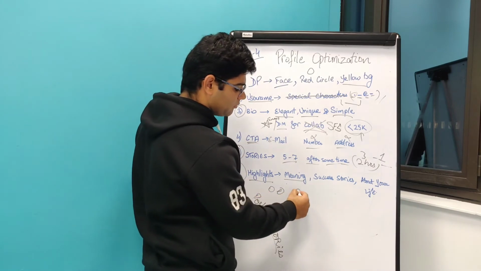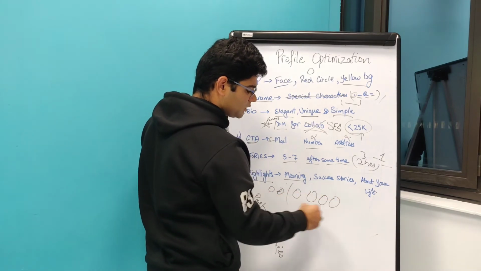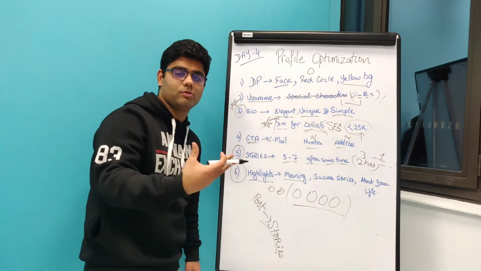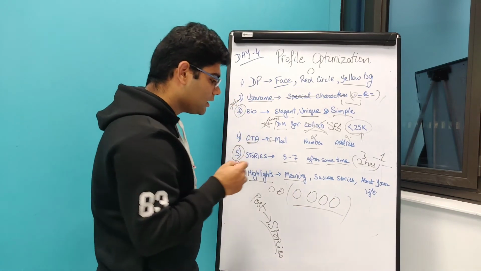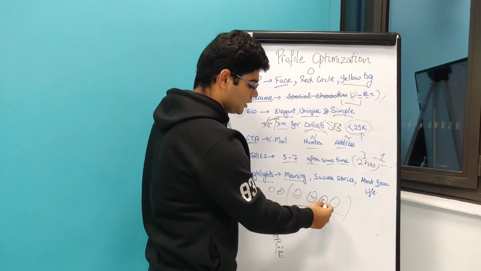I basically recommend 4 because those are the only things which are displayed on the profile. Then you have to swipe left. So these 4 things need to be very good.